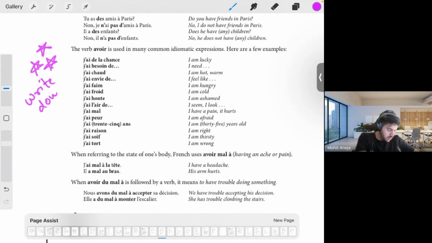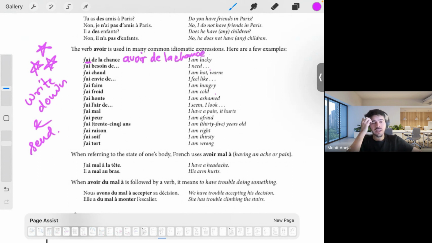Write down and send. What you have to write down is not "J'ai de la chance." You have to write the infinitive form of avoir. All of these are conjugated with je. What you have to do is write "avoir de la chance," because this can be conjugated with any subject. "Ils ont de la chance," meaning they are lucky.